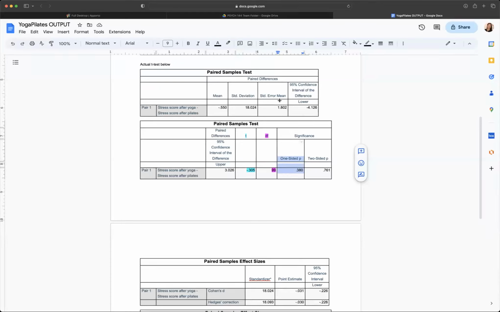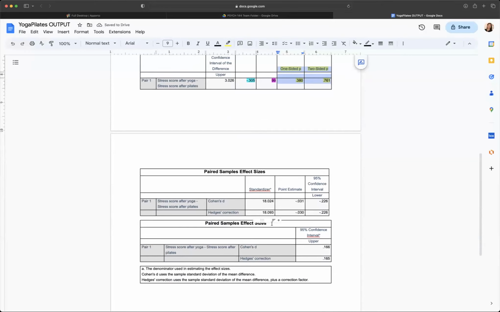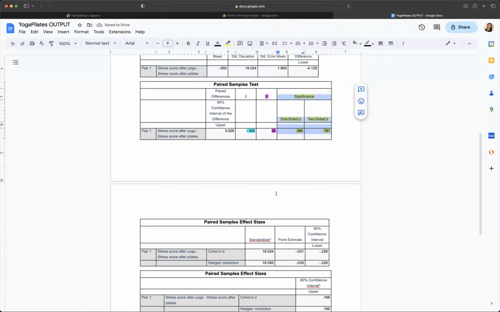Now, for this one, you don't need a p-value, honestly, because it's the wrong direction. We can't possibly find support for our hypothesis. So this significance, we could just say, well, this is greater than 0.05. This is not significant, and it's in the wrong direction, right? But this is the additional information that we would want here. So this is the other place that we would look. The effect sizes we'll talk about in just a minute.